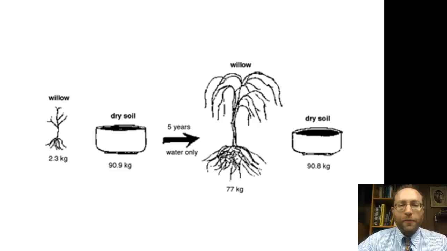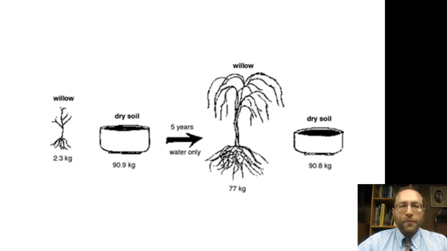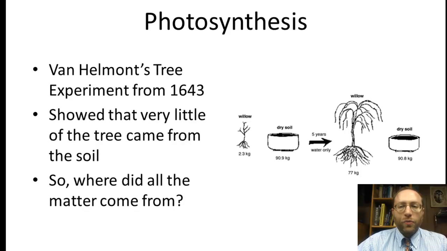And what Van Helmont did was he took a tree sapling, a willow sapling, that weighed 23 kilograms, and he planted it in dry soil, which he weighed at 90.9 kilograms. He waited 5 years, only watering it, and the willow grew to 77 kilograms. And when he weighed the soil, it went down a little bit, but it was basically all that weight that the willow had gained had not come from the soil, since it only went down by 1/10 of a kilogram. So Van Helmont concluded that the willow did not receive nutrients from the soil. It had to receive from someplace else. So where does all the matter that's in trees and in plants, where does that come from if it doesn't come from the soil?